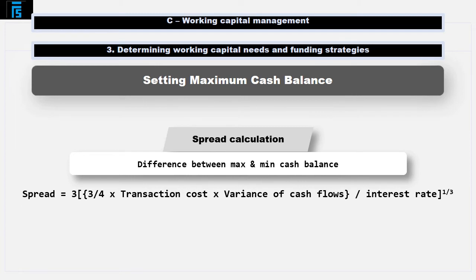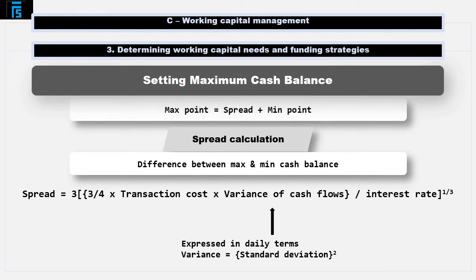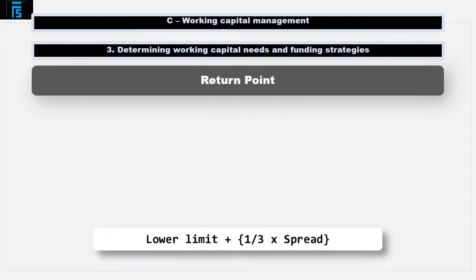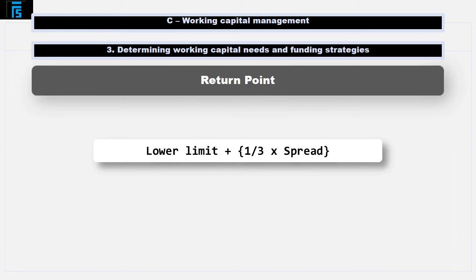This formula requires variance of cash flows. These should be in daily terms. What is variance? It is the standard deviation squared. Once you know the spread, the maximum point is found by adding the spread to the minimum point. What about the ideal cash balance or the return point? The return point equals the lower limit and then add that to 1/3 multiplied by the spread. You can see that each point feeds into the next.